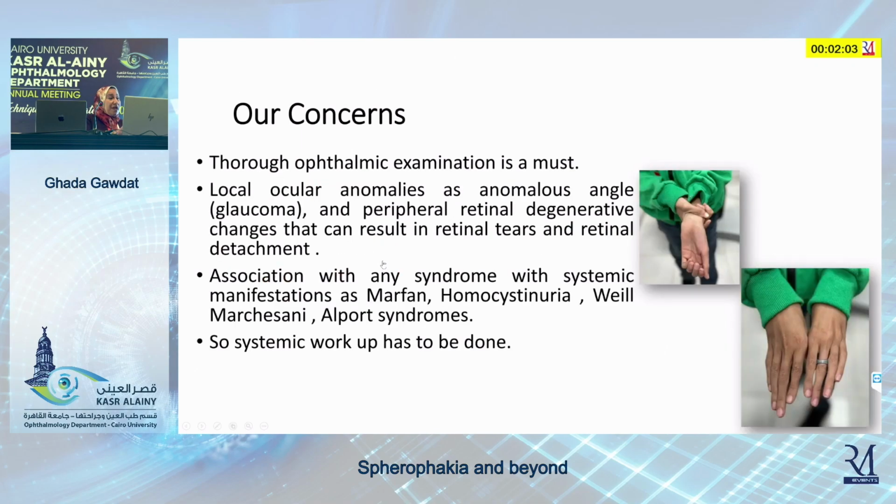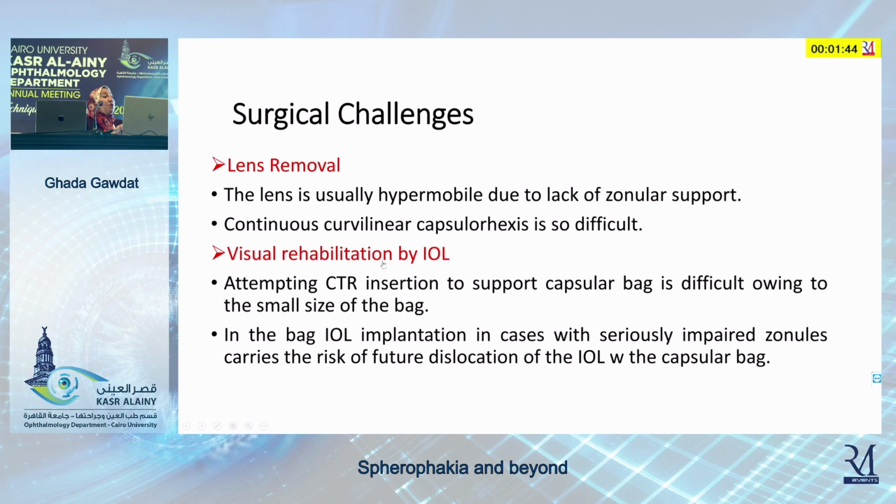So we have other concerns when we get cases of Spherophakia. We have to perform a thorough ophthalmic examination and systemic examination as well, because they might have problems in their heart or their brain, and we have to examine these things prior to surgical intervention. We have several surgical challenges in lens removal, because the lens is usually hypermobile.